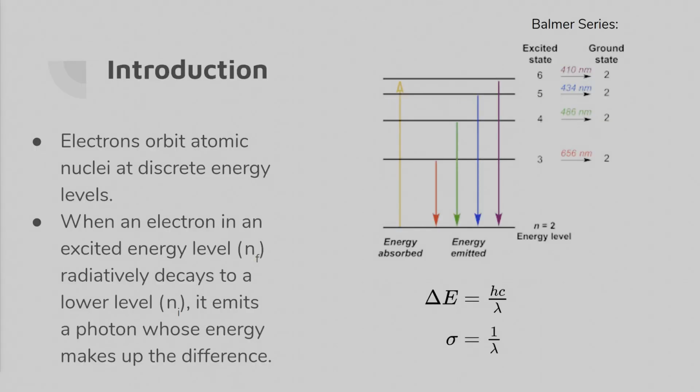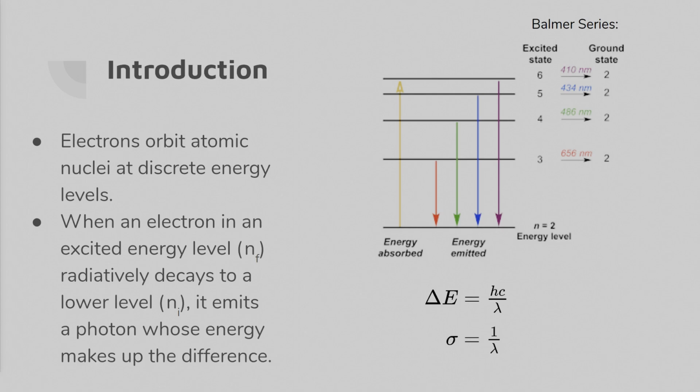First, we must understand how atoms radiate light. Electrons can only orbit around atoms at discrete energy levels, much like how a person can be on the 2nd, 10th, or 3rd floor of a building, but not the 2.5th floor. If in an excited state, the electron will quickly jump to a lower energy state, emitting a photon whose energy, delta E, makes up the difference.